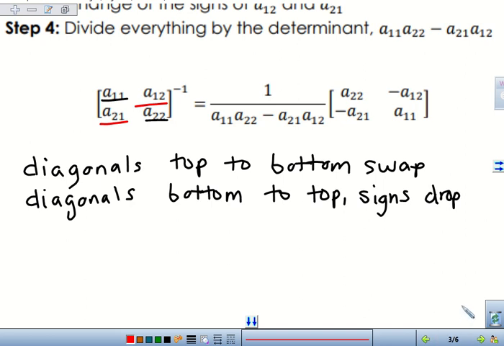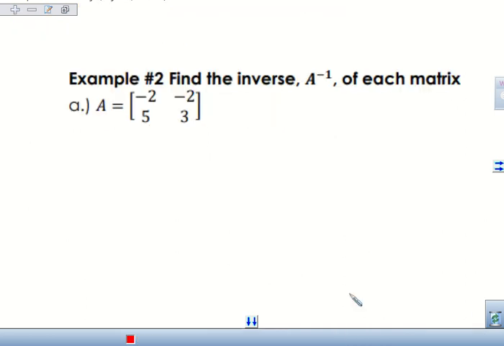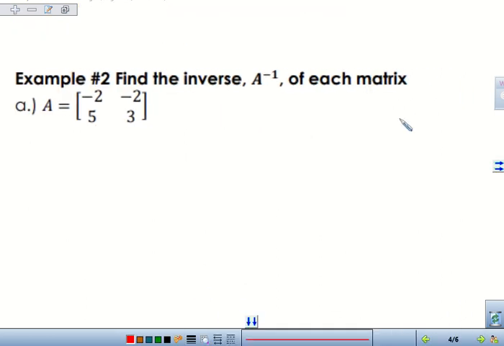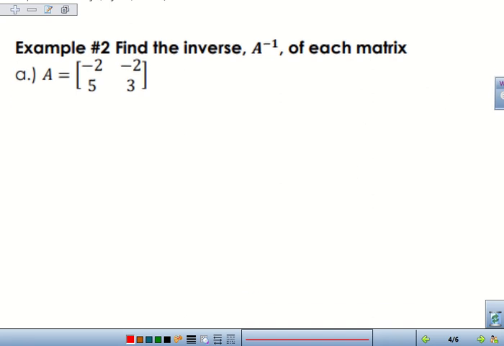So any questions about that? All right, take a second if you need to get it down and look this over. The 1 over, this is basically 1 over the determinant, by the way. So it's always multiplying by 1 over the determinant, or dividing by the determinant, every time. Okay, so let's go ahead and do an example together of how to find the inverse of a matrix.